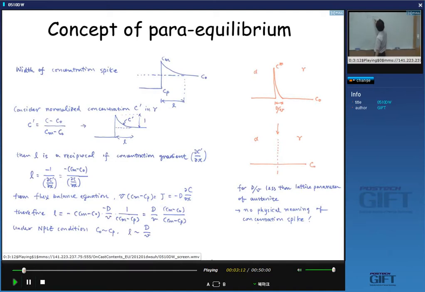Then we can redraw the concentration gradient with C prime, then this length will be 1, right? Because we normalize C with this distance. So the deviation from this distance is now normalized, and the distance between these two lines will be 1, right? Like this one. Okay.